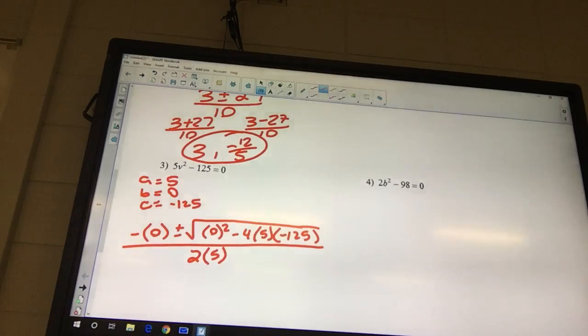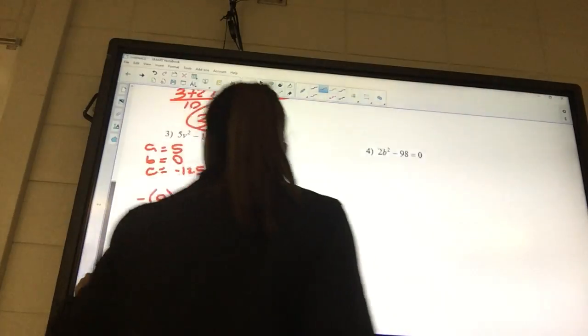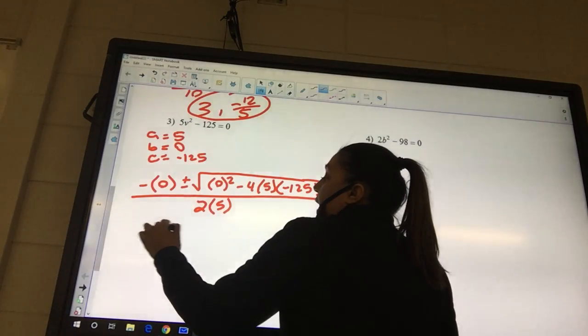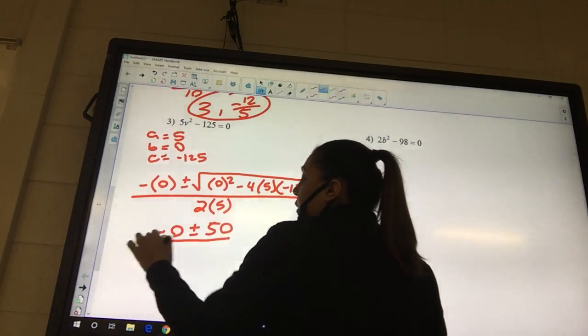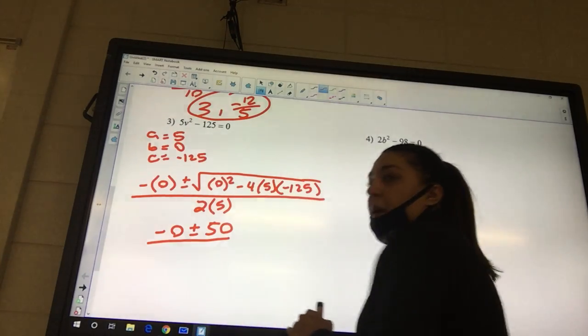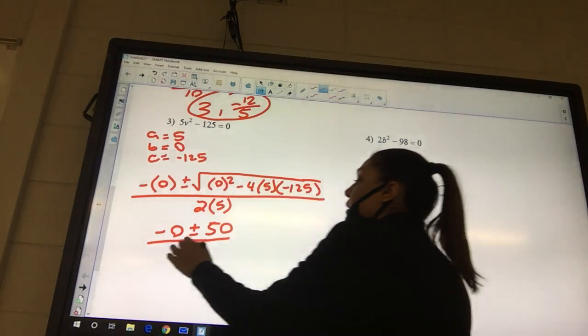So what'd you get? 50? So over here, we're going to have negative 0 plus or minus 50 over what? What do we get for the bottom? 10. 2 times 5 is 10.